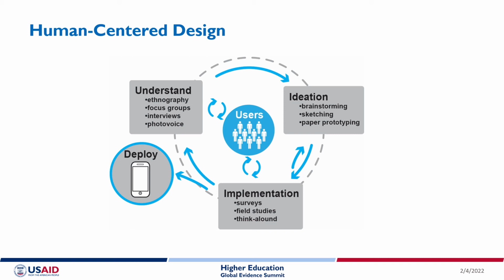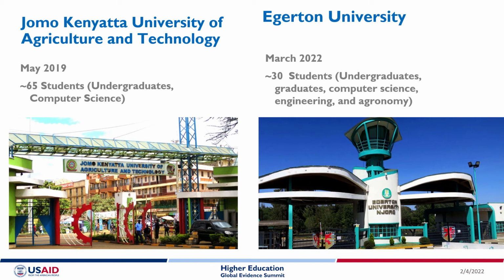So my program's objective is to provide Kenya's future innovators with the skills needed to contribute to the entrepreneurial innovation that is crucial to their country's economic growth. To achieve this goal, I have developed and implemented a human-centered design mini course modeled after one that I've taught at Michigan State for nearly 10 years.